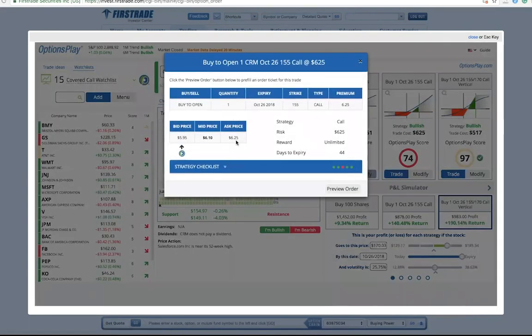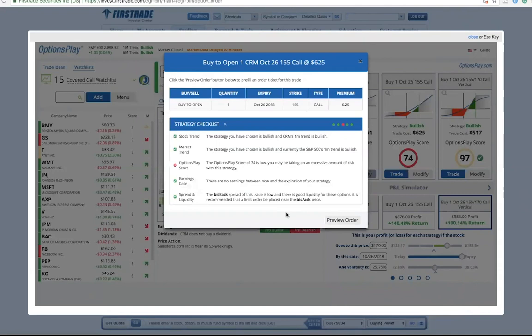What we have here is we tell you everything in order so that you understand what you're actually trading. But more importantly, we have what's called a strategy checklist. So we talked about beginners making some mistakes. We wanted to make sure that we help you avoid making some of those mistakes.